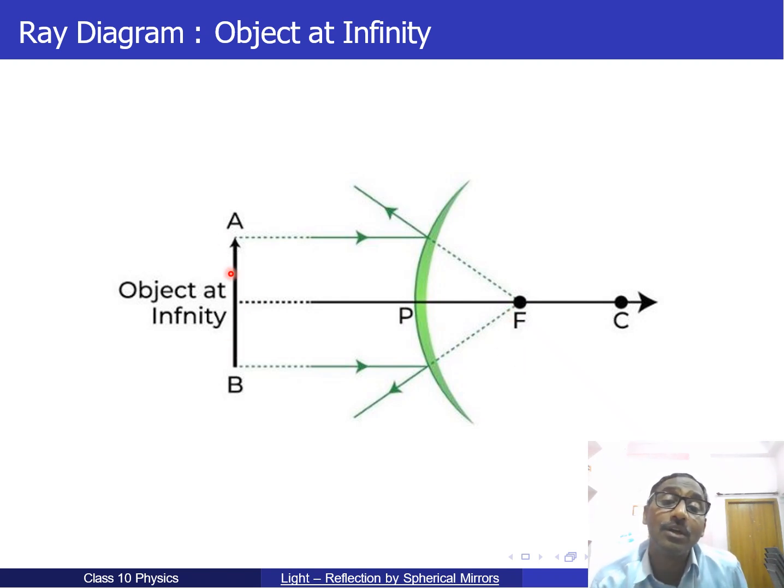So this is the object and this is the image of the object. This is a highly diminished image, and this is an erect, upright image. You are getting an upright image only, but it is a point sized image.